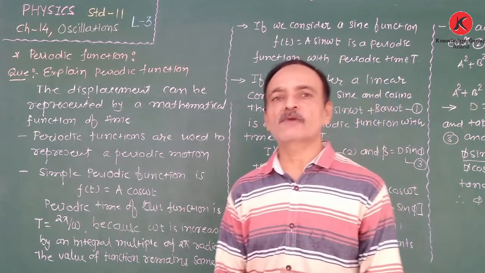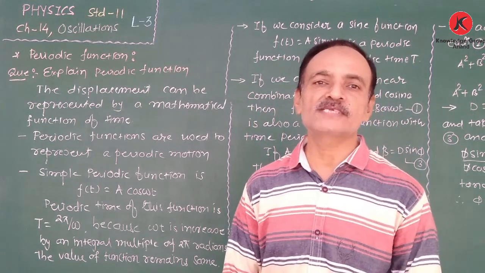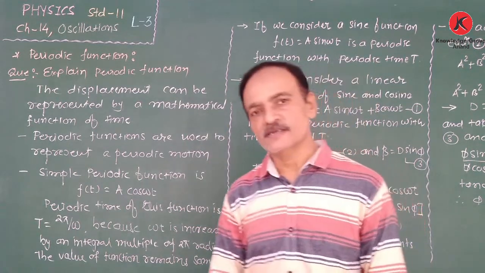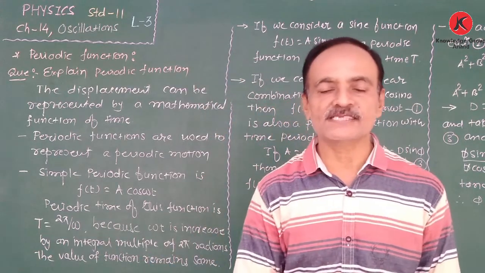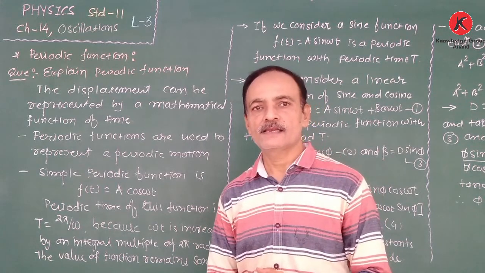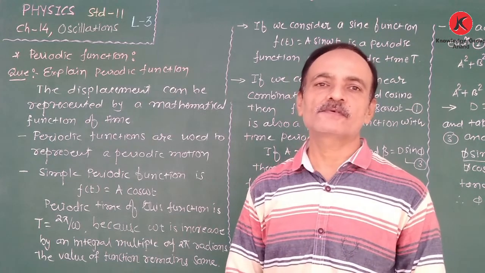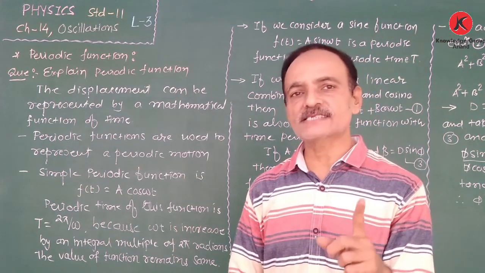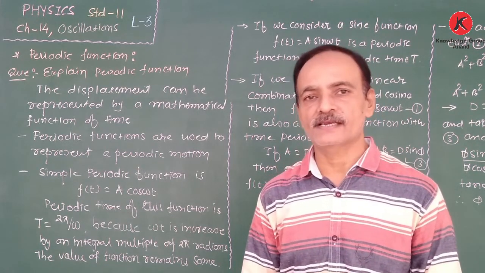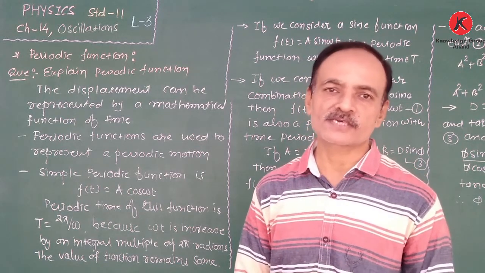Because the simple harmonic motion of a particle represents oscillation about its mean position, for that purpose today we are going to discuss the periodic function. Now, again we revise the definition of simple harmonic motion: a periodic motion of a particle about a fixed point under the effect of a force directed towards the mean point and directly proportional to the displacement of the particle. Such motion is known as simple harmonic motion.